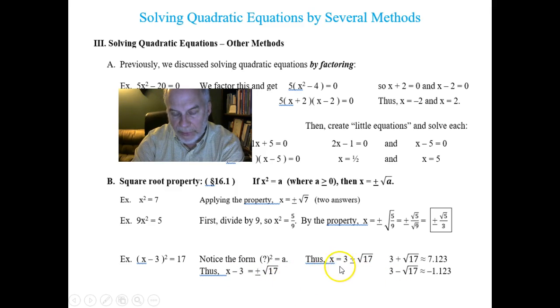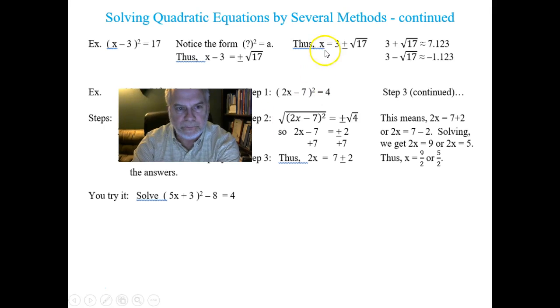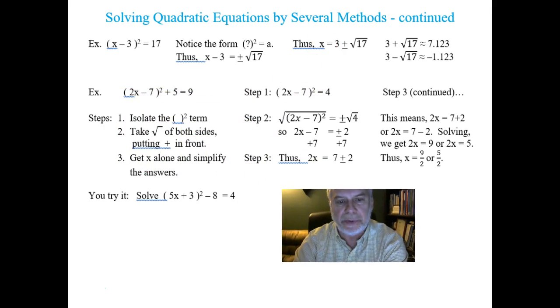Now I need to move that 3 over. I've got x minus 3, so I need to add 3 to both sides. When it moves over to the right side, it becomes 3 plus or minus the square root of 17. Or 3 plus the square root of 17, which as a decimal is 7.123, and 3 minus the square root of 17, which is negative 1.123. All right? So that's how to solve using the square root property. Let's look at just a couple more examples and summarize this, and then you can try it for your homework.